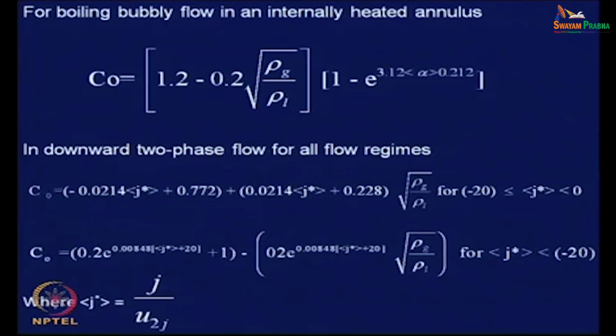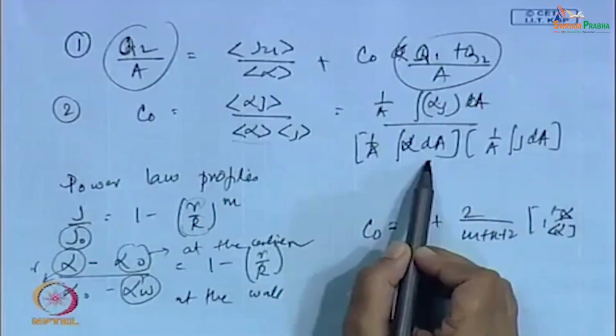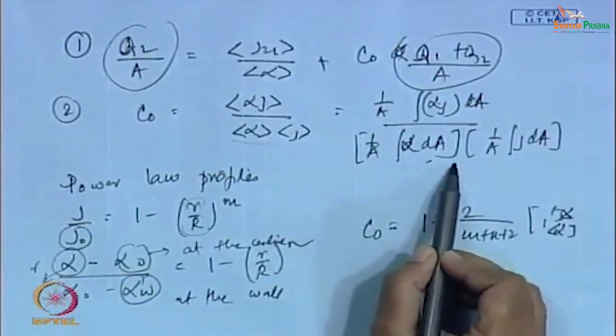But if the situation changes, say there is a heat flux and intense vaporization at the walls, then the profile, instead of becoming this, becomes this particular shape: from concave it becomes convex. In such cases, we find that the C0 calculation has to be done from the basic equation that I have written down here. From this basic equation, it has to be done.